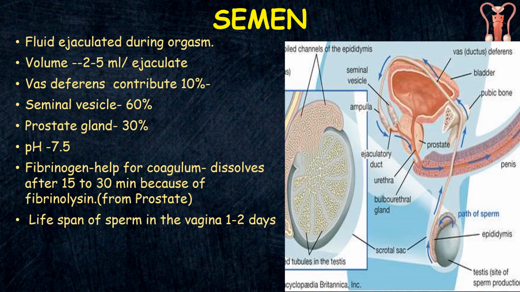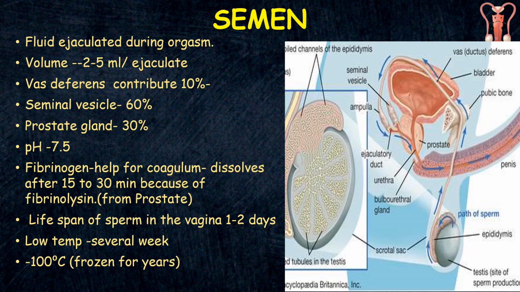The lifespan of the sperm in the vagina is 1 to 2 days. In low temperature, it can be maintained for several weeks. At minus 100 degrees Celsius, you can freeze it for years. So now they collect the semen and store it in the semen bank at a temperature of minus 100 degrees Celsius for several years.